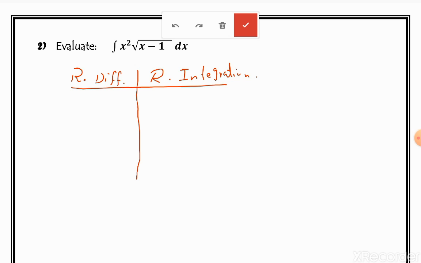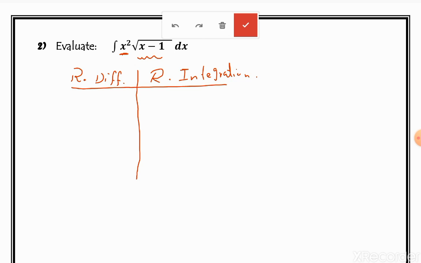It's called the tabular integration by parts. Step 1, differentiate the first part. What's the first part? x squared. We will find the derivative of x squared until we obtain 0 and list the results in the first column. Okay? The second step is to integrate the second function, which is root x minus 1, also repeatedly, and list the results in the second column here.